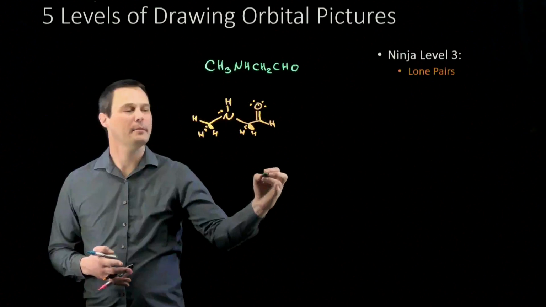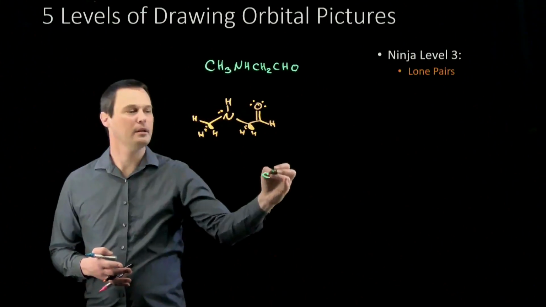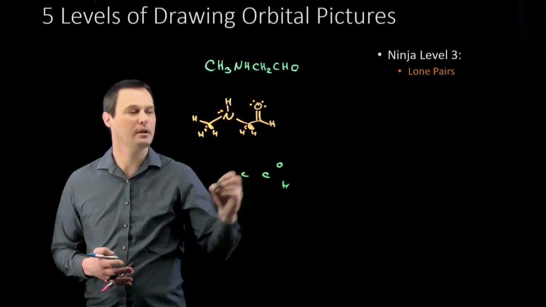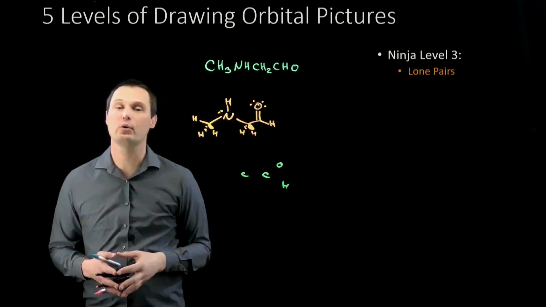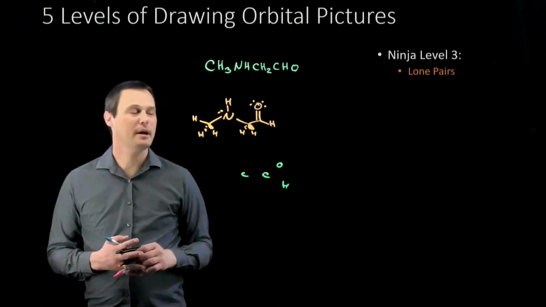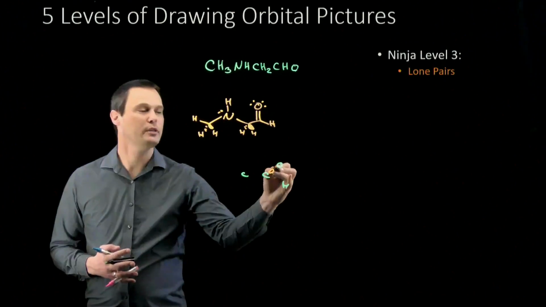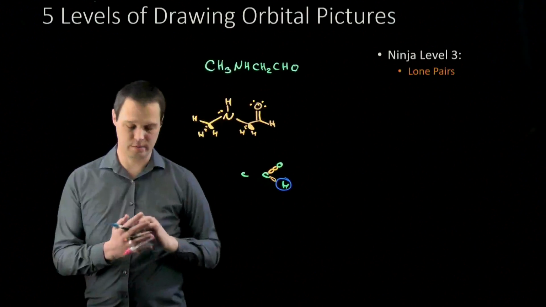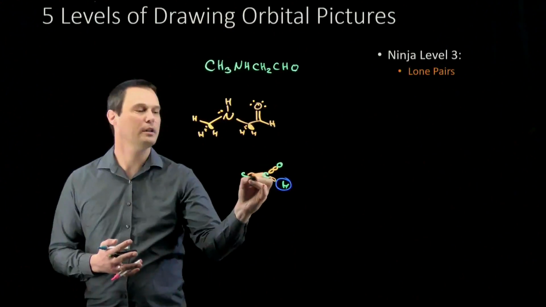I'm going to start with the pi bond, and I'll start with the carbon of that pi bond, and I'm going to put the oxygen off to the top right, the hydrogen off to the bottom left, and the carbon out to the side. This is the trigonal planar orientation of this carbon atom. For the sigma bonding network, we have the sigma bond between the carbon and the oxygen, the sigma bond between the carbon and the hydrogen, and the sigma bond between the carbon and the carbon, all in that trigonal plane.